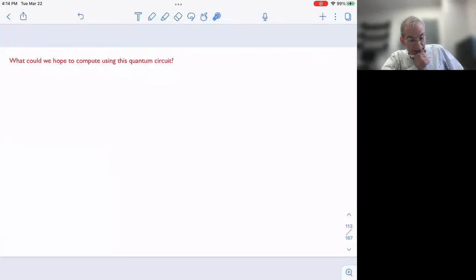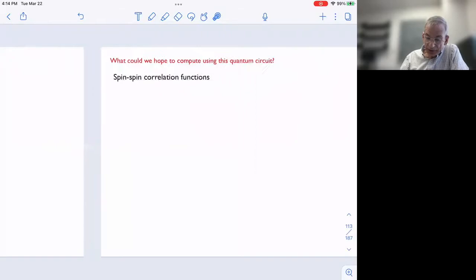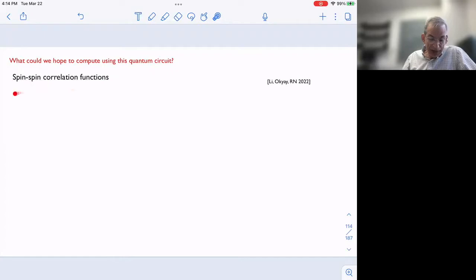And also we asked ourselves, what could we hope to compute using this circuit? Because that was also something that was not really addressed in the original work. And so first thing that comes to mind is, well, how about spin-spin correlation functions? This is something which is notoriously difficult to compute analytically. So can we do it using this algorithm? So more precisely, we're interested in this: sigma z at site 0, sigma z at site l, where little l can go from 1 to big L over 2. And now, for the ferromagnetic state, this is trivial. But for the antiferromagnetic state, this is not trivial.